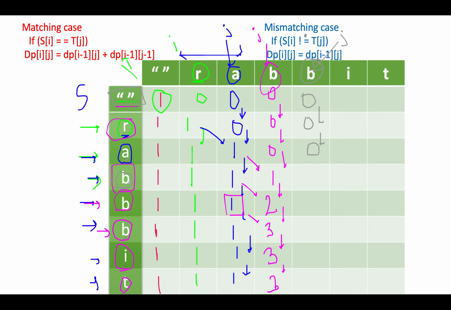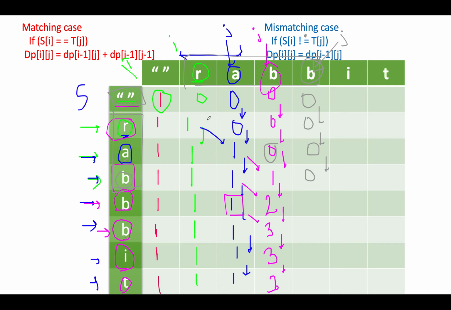Let's move ahead. We have B, and B matches with B. So whatever value is held at the previous row plus the diagonally up value, addition of these two values gets updated at this particular index. So 0 plus 0 is 0, so this gets updated to 0, because you cannot generate any permutation out of string RAB that consists of RABB. I hope you get this context. The answer is still 0.